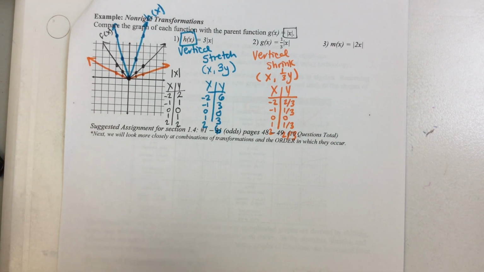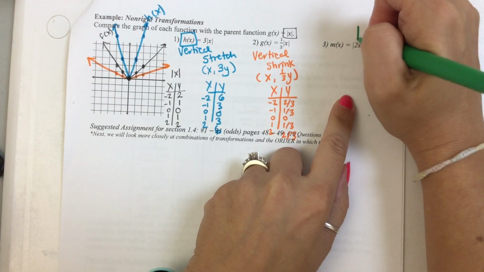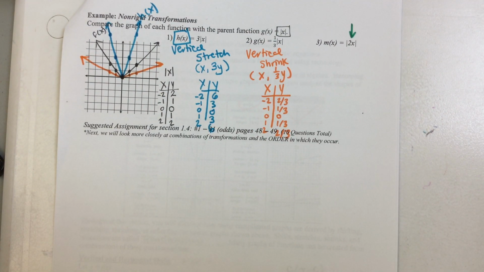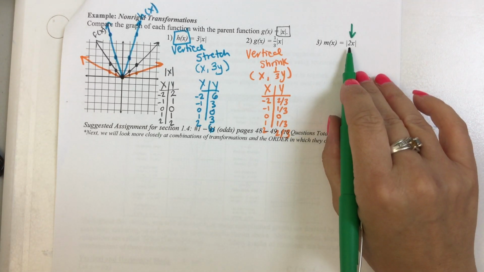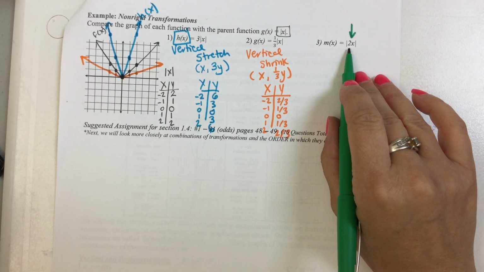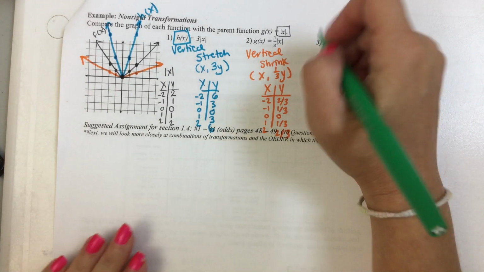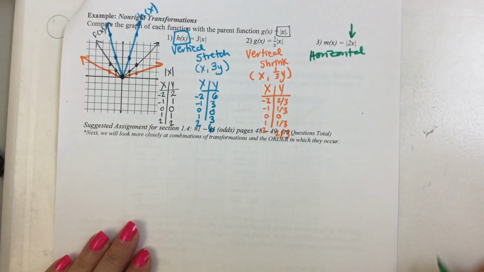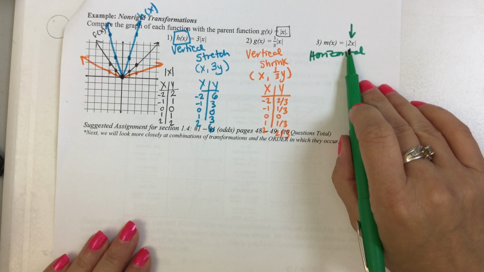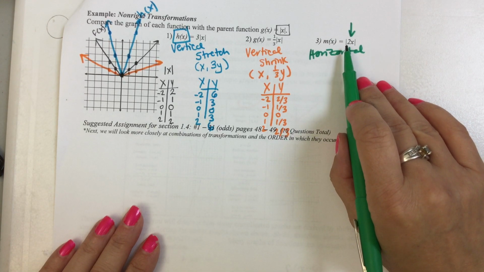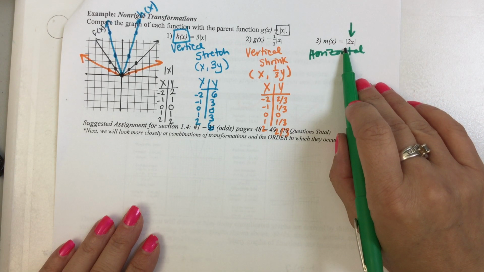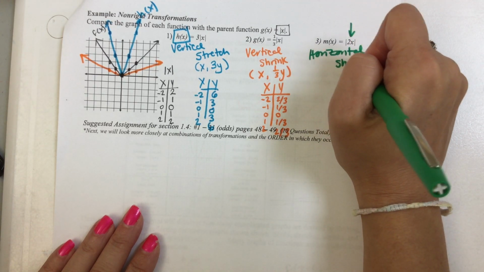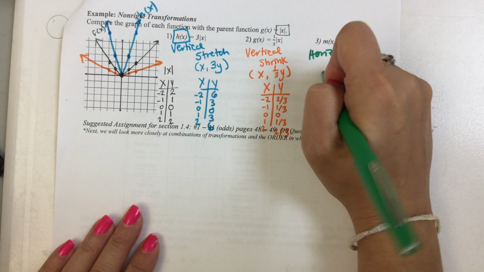Last one, guys, and we are done for the day. Notice this time again you're multiplying. If you are multiplying, it means it's a stretch or a shrink. This is inside of the absolute value bars, meaning it only goes to the x. That makes this a horizontal size change. If it's horizontal, you need to do the reciprocal. The reciprocal of 2 is 1/2. 1/2 is less than 1. So this is a horizontal shrink.